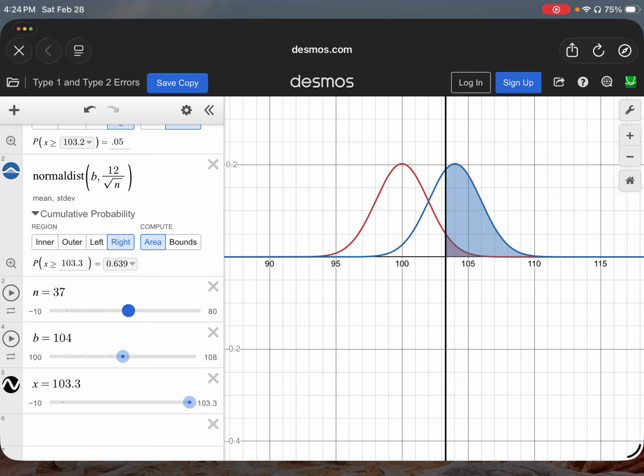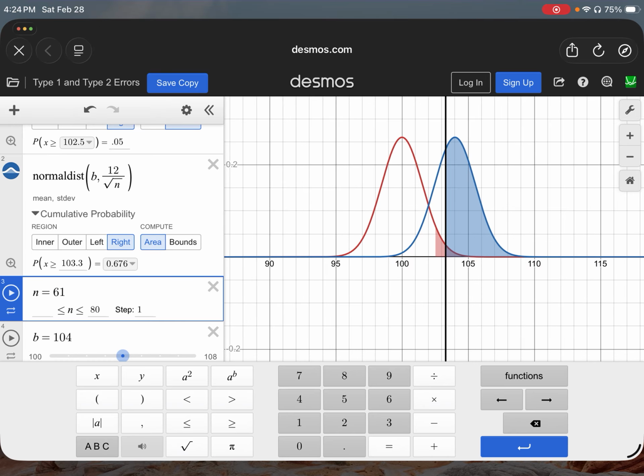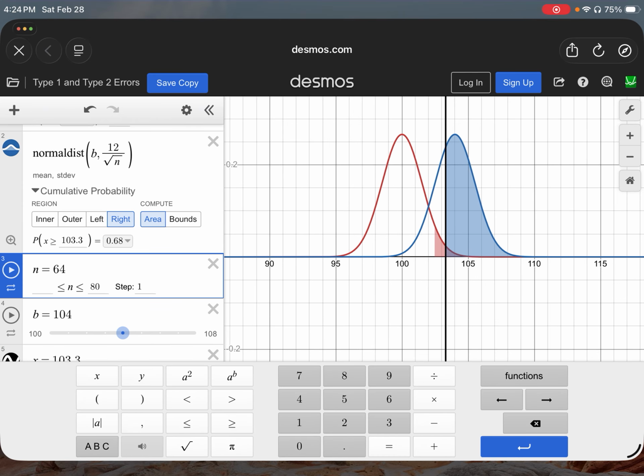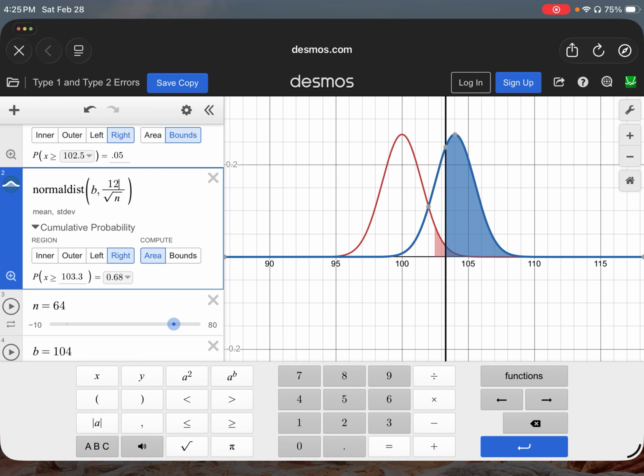Okay, that makes sense. But let's say I increase sample size to 64. I'm going to just type it in then. Why did I pick 64? Because the square root of 64 is 8. So this calculation up here would be 12 divided by 8, which is 1.5. But whatever, it doesn't really matter what you pick.